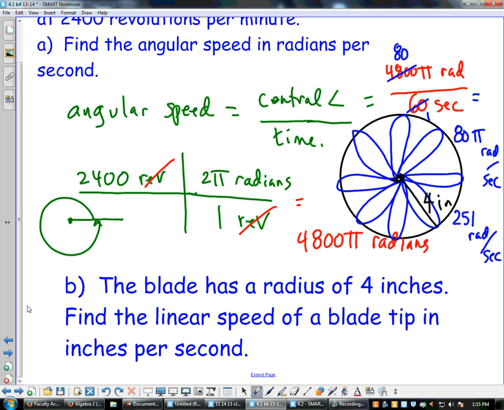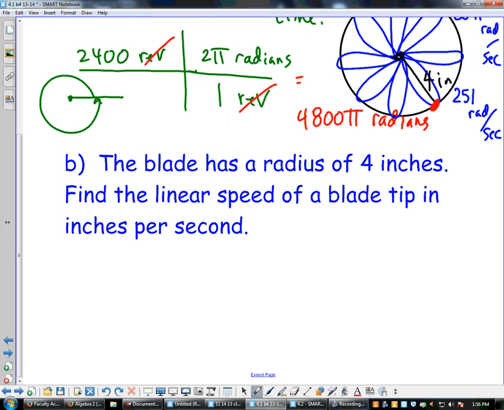You know, some little ant is going for the ride of his life here. He is at the tip of this blade, and he is spinning around 2,400 times every minute, and we want to know what's his speed. Does that make sense? So how are we going to find that? What's our formula for linear speed? Linear speed is S, which is arc length, over T, which is time. So we need the arc length that's traversed by this blade as it spins around.